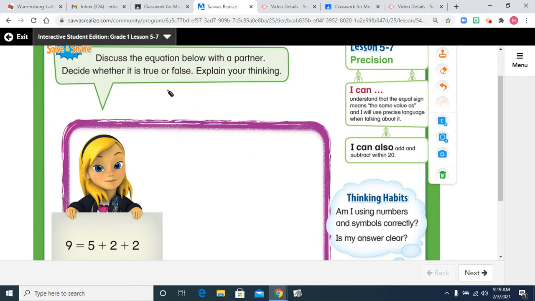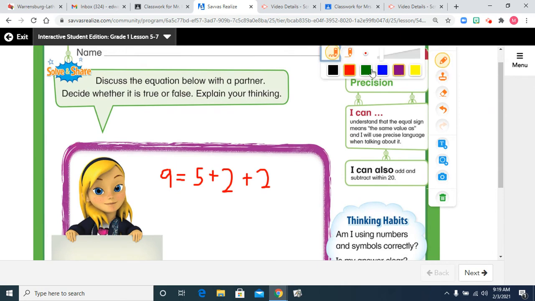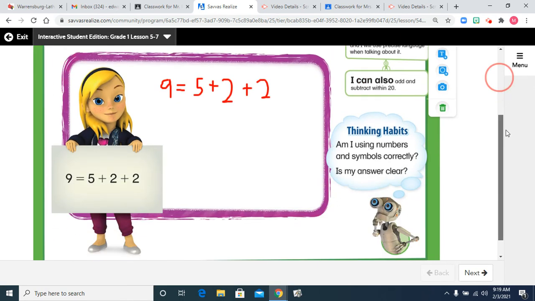Now, we need to know if this equation is true or false. All right, so let's rewrite it. 9 equals 5 plus 2 plus 2. Now, the problem looks funny because they tried to trick us and made it backwards. So usually the equal sign's over here and the answer's over here too. So just act like it's on this side.